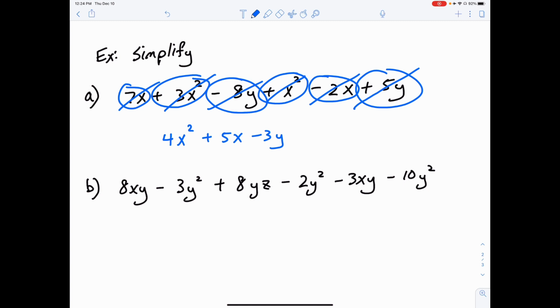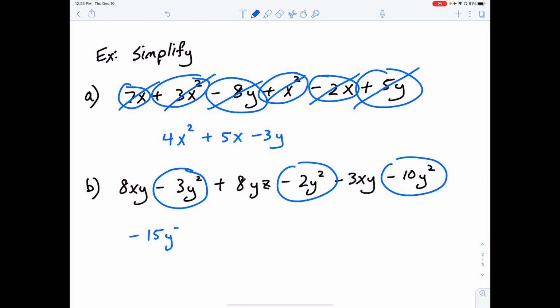So let's take a look at the next example. For this one here, we take a look at what we have, and we want to see the highest power. So this one here, we see y squared is going to be the highest power. So we take a look at what we have here. So negative 3y squared, minus 2y squared, and minus 10y squared. Negative 3 minus 2 minus 10. So that gives us negative 15y squared.